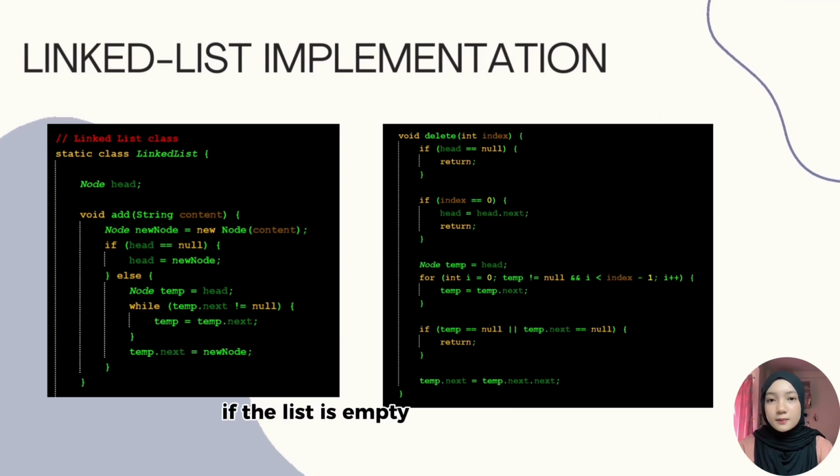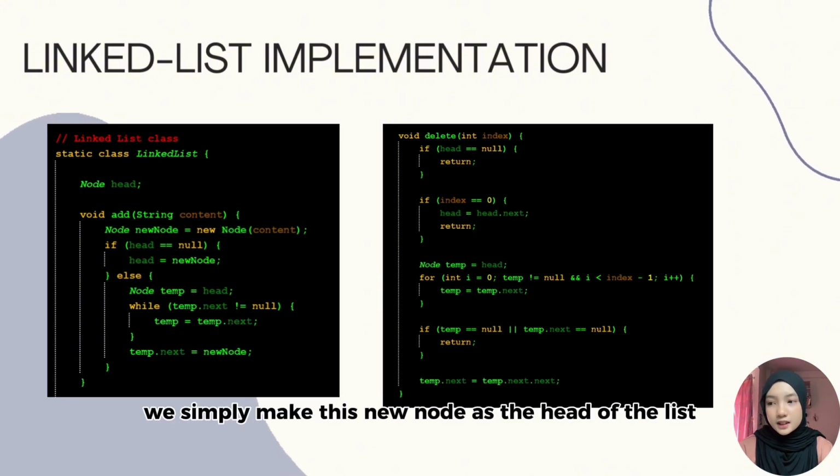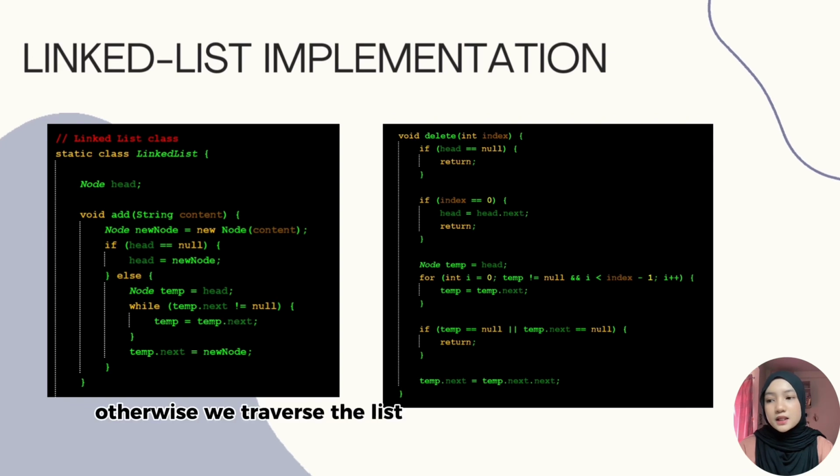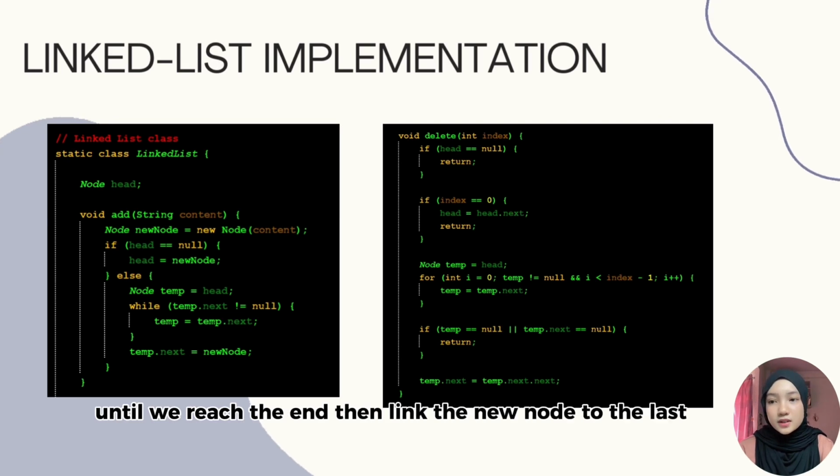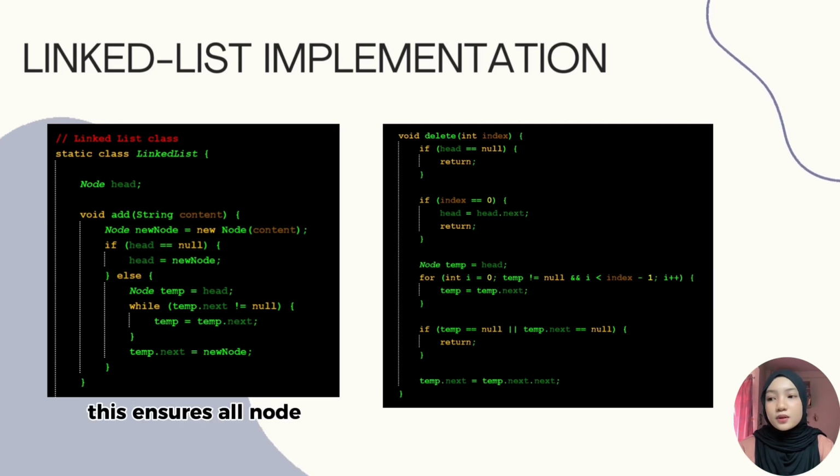If the list is empty, which is head equals null, we simply make this new node the head of the list. Otherwise, we traverse the list using a temporary pointer, temp, until we reach the end, then link the new node to the last node. This ensures all nodes are connected in sequence, forming a chain.